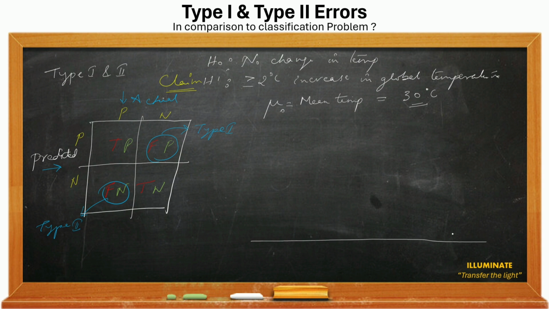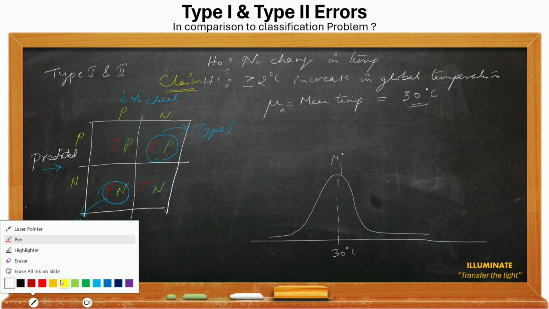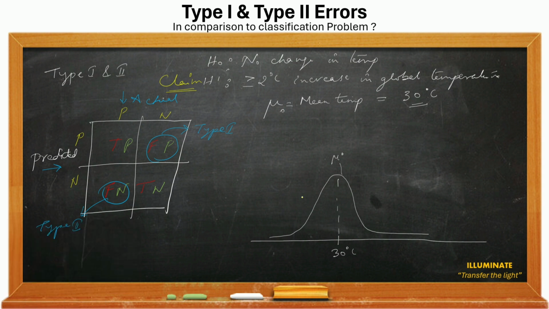So now let me draw this case to understand how the errors can be understood. Let this be the 30 degrees Celsius mark. I'm just plotting a normal distribution around this 30 degrees Celsius. So this is the mean temperature. In a normal distribution, mean, median and mode, everything is here. So we have it here, 30 degrees Celsius. This is your mu naught.